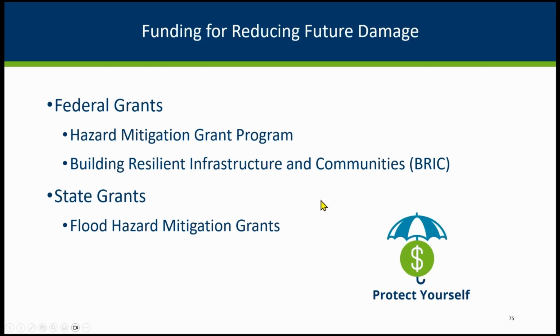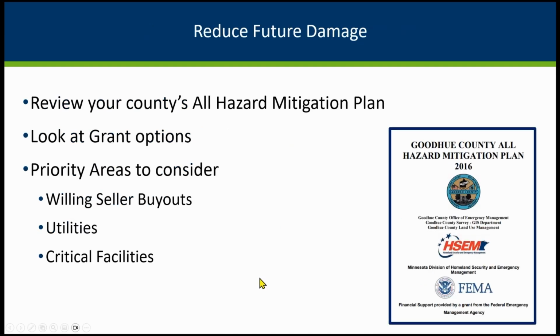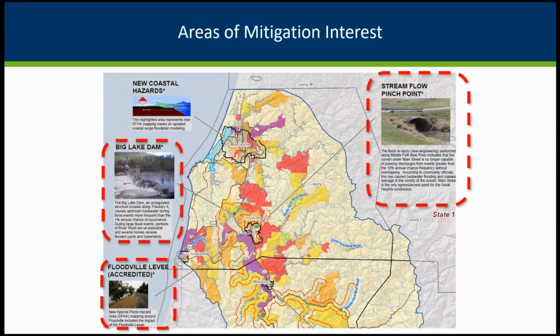We will send out a PDF of the slides, and I'll include links to some of those related trainings for information. It's important that your county all hazard plans are up to date. And this is an old one; I'm sure there's a newer version of this Goodhue County plan, because I think they get updated every 5 years. Looking at grant options, identifying priority areas for mitigation, because for some of those grants, they do need to be mentioned in that county all hazard plan. Looking at what are those areas that you want to be doing repair in the future, considering that in your local plans, in that all hazard plan.